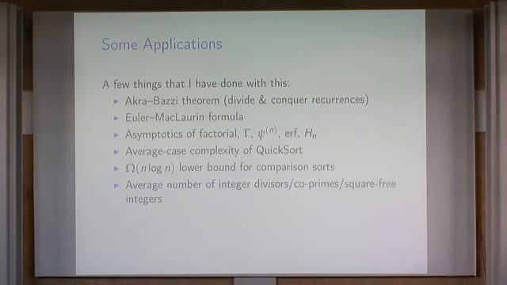Yeah, and I also did a little bit of analytic number theory, where I started formalizing a textbook on analytic number theory to show these nice results about what the average number of divisors of an integer is, what the average number of coprime numbers of an integer is, what the average density of square-free integers is, things like that. And you can do this very nicely with these Landau symbols.